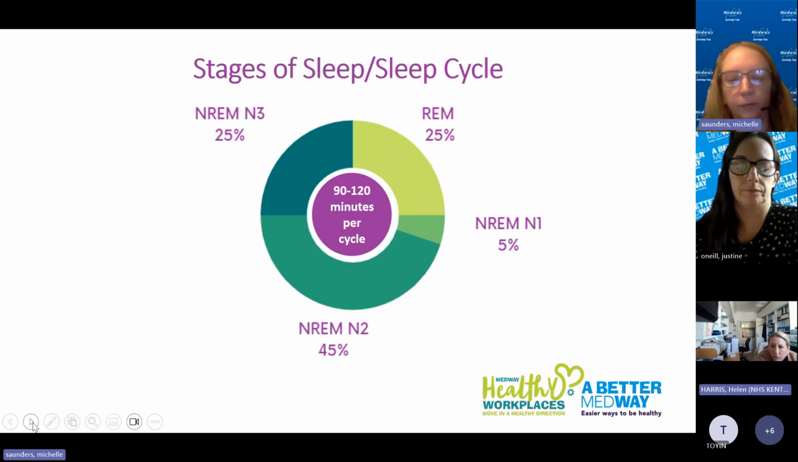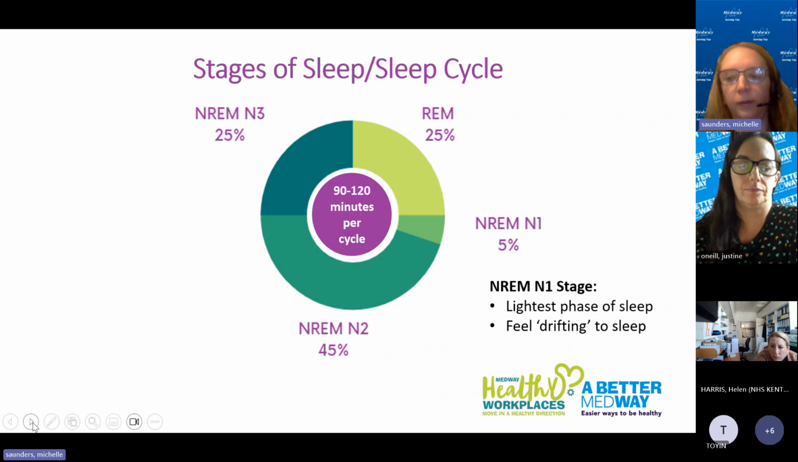So these stages of sleep do different things. The first one is N1 sleep, and that's the lightest phase of sleep, just when we're drifting off. You might nod off in front of the TV, you can still hear the TV a little bit, you can be easily woken up. That's quite a short stage.